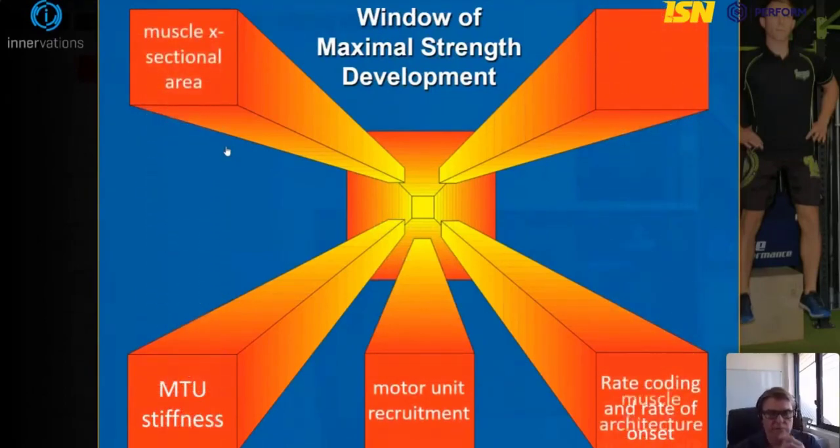And if we look at the window for maximal strength development, the various components that contribute to it, certainly a key one is muscle cross-sectional area. How large is the muscle? And that's a key determinant of how much force the muscle can produce. But it's also a factor of muscle architecture as well, and that changes quite markedly with different types of training. Stiffness of the musculotendinous unit, and then we have the neurological components contributing: motor unit recruitment, rate coding and rate of onset. And again, these can be individually trained and assessed, but we're getting into a fair level of detail here.